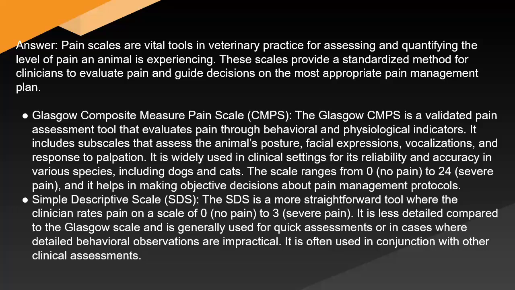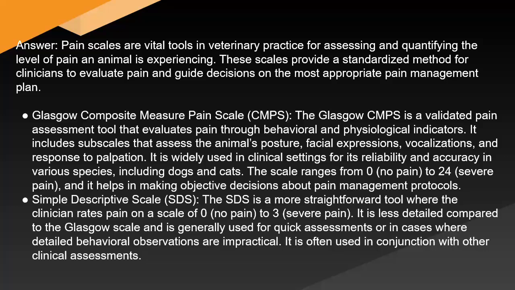The Glasgow CMPS is a validated pain assessment tool that evaluates pain through behavioral and physiological indicators. It includes subscales that assess the animal's posture, facial expressions, vocalizations, and response to palpation. It is widely used in clinical settings for its reliability and accuracy in various species, including dogs and cats. The scale ranges from 0, no pain, to 24, severe pain, and it helps in making objective decisions about pain management protocols. Simple Descriptive Scale (SDS).